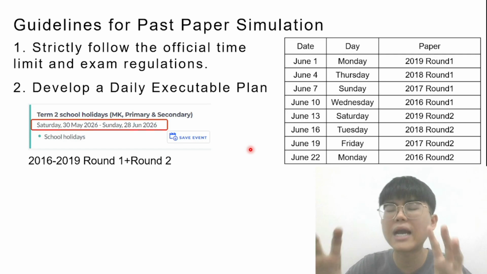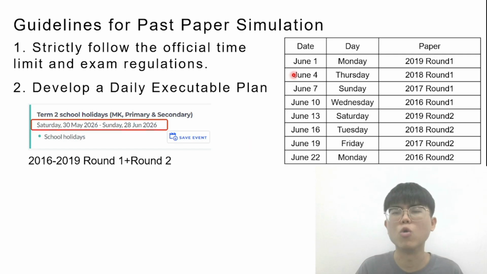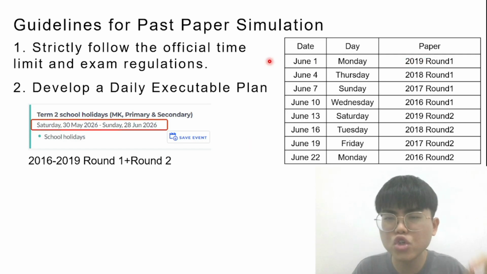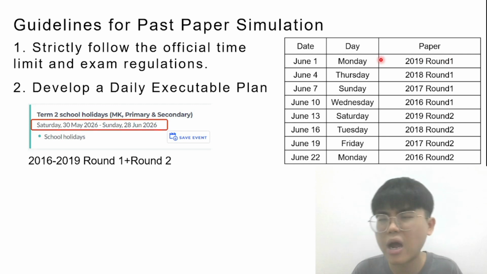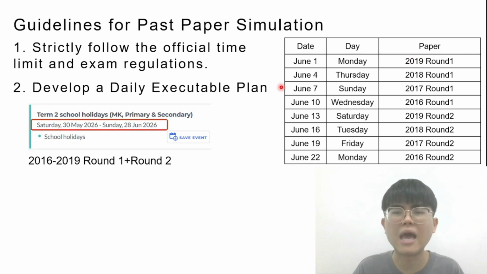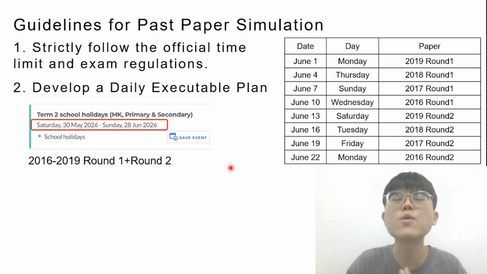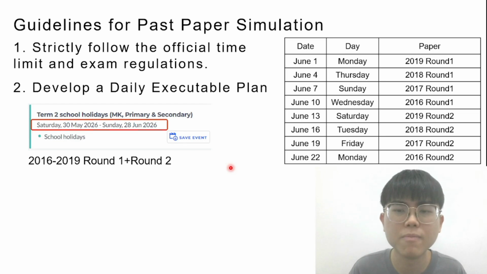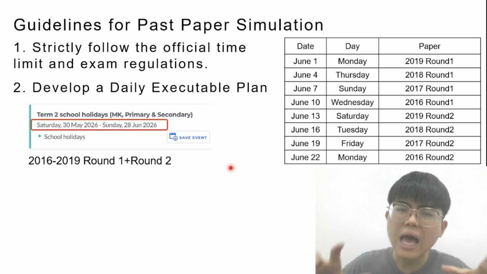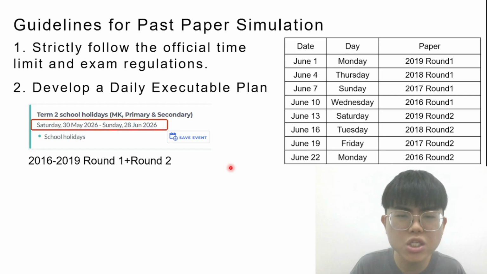For example, you can come up with a table like this. So I plan that on the 1st of June, I need to complete round 1 of 2019, and on the 4th of June, I need to complete round 1 of 2018, and so on. This is what we call a daily executable plan. But right now, everyone, after you do the past year papers, this is not enough.